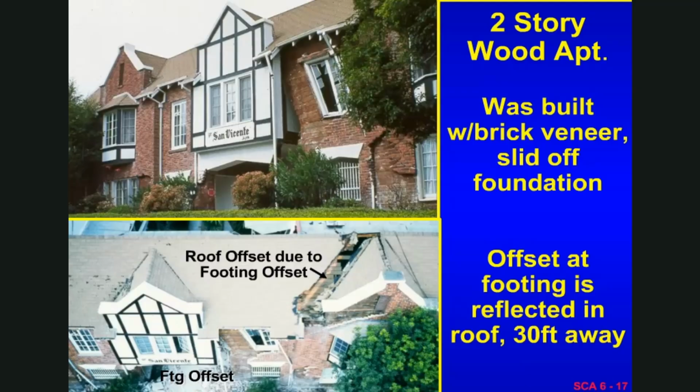Another thing that's unique about this structure, if you look at the lower picture, you can see at the very lower left that the footing has offset on the left-hand part of the structure, and that offset didn't read, or you couldn't see it from the ground. It didn't read up into the structure until you got up on an aerial ladder, and you could see that the roof had parted some 20 or more feet to the right. So sometimes one has to not only go all the way around the structure to assess it, but if there was an availability of an aerial ladder, to look over the top of it.